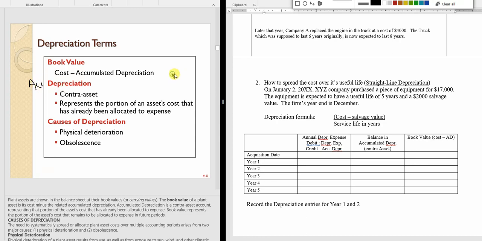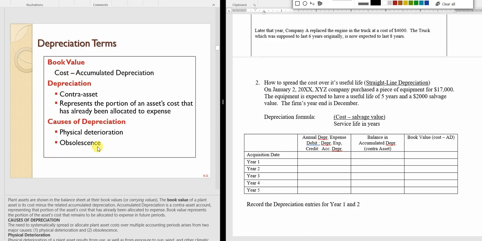We also have depreciation expense. Depreciation expense is just the depreciation taken in that particular year. Accumulated depreciation is the sum total of all depreciation taken in prior years. So add accumulated depreciation to that.